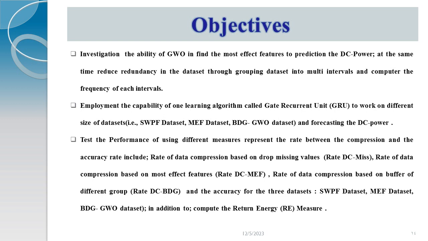Test the performance using different measures that represent the relation between the compression and accuracy rates, including the rate of data compression based on dropping missing values, the rate of data compression based on the most effective features, the rate of compression based on the buffer of different groups, and the accuracy of the three datasets: spatial wind power forecasting dataset, most effective feature datasets, and buffer different grouping Grey Wolf optimization dataset, in addition to computing the return energy measure.